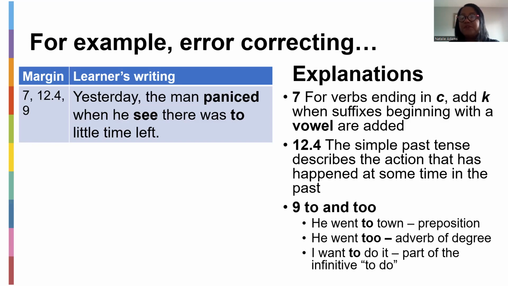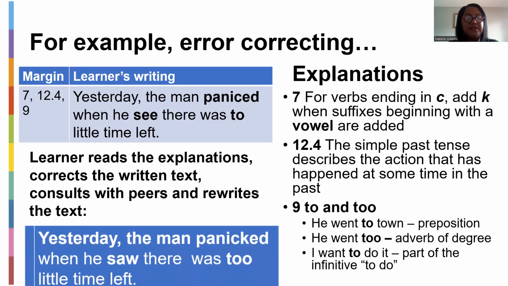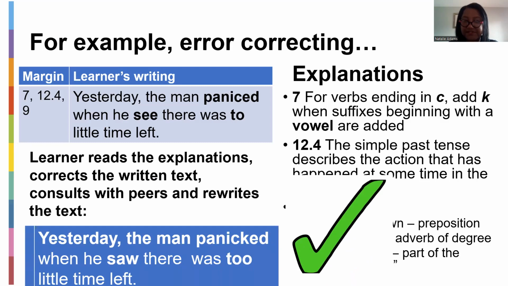Okay, so he went to town. That's a preposition. He went to. That means adverb of degree. I want to do it. Okay, so that's part of the infinitive, to do. So those are just the explanations of the rules. The learners will then read the explanations, correct the written texts, consult with peers, and rewrite the text. Okay, so they will rewrite it and say, yesterday the man panicked when he saw there was too little time left. Okay, so that's correct.